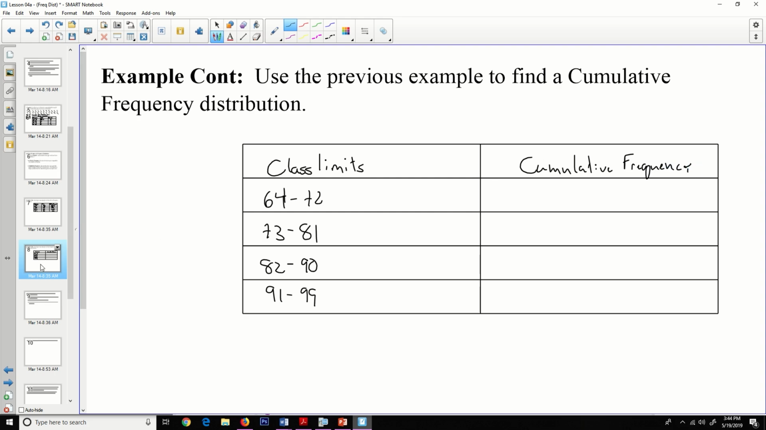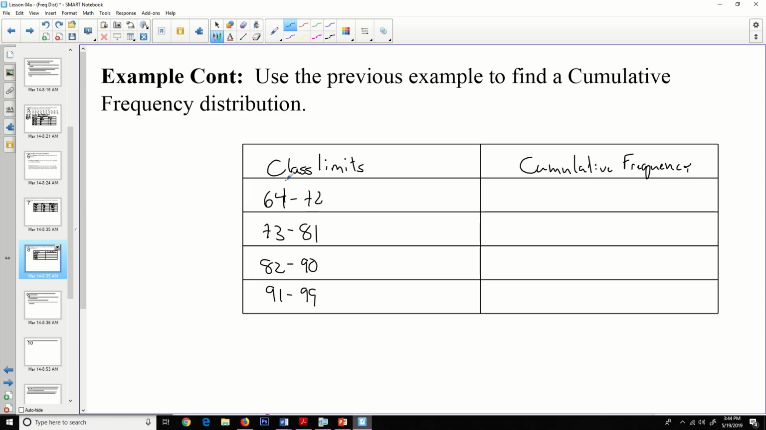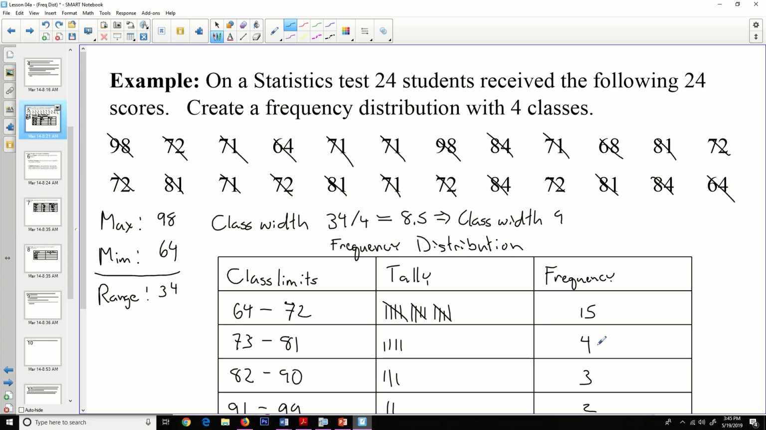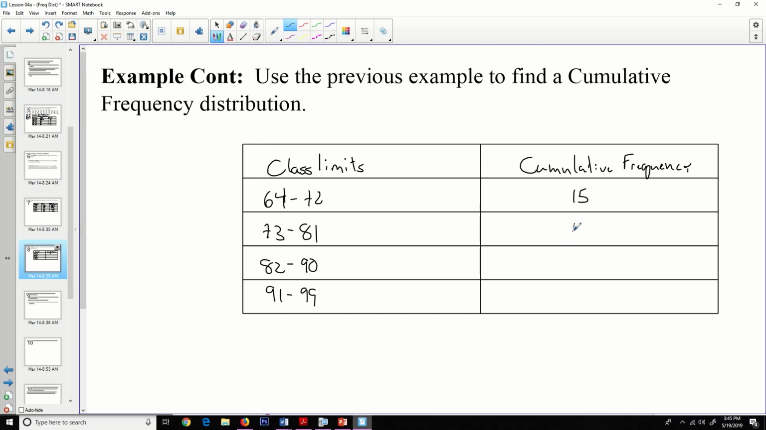This one's the hardest one to understand, but the easiest to do. The cumulative frequency of a class is the sum of the frequency of that class and all the classes before it. Now here, this is the first class. So there are no classes before it, so it is just the value of that first class that we got here, so 15. So 15 goes there. This one is the sum of the value of that particular class plus the values before it. So in this class, if you remember, we had 4. And since we have 4 and 15, that's going to be 19 there.